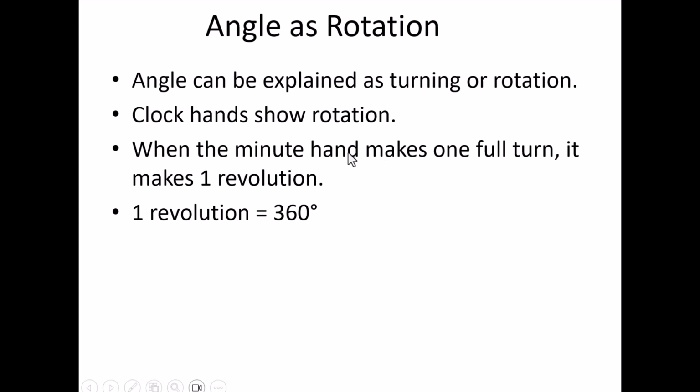They say when the minute hand makes one full turn, it makes one revolution. Just as the time moves from 1 minute to 2 minutes to 3 minutes, it's turning gradually. So when it goes round and completes one revolution, that is 360 degrees. That means you have achieved 1 hour. So let me show you an applet to demonstrate this as well before we end our lesson for today.